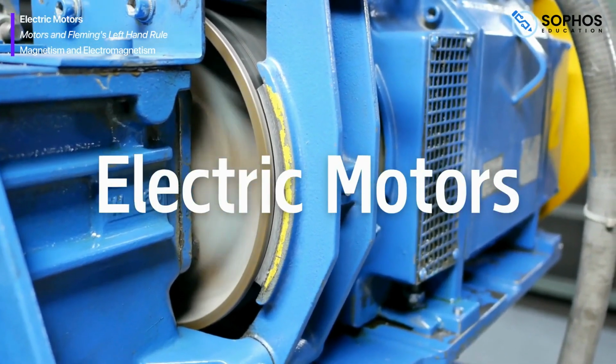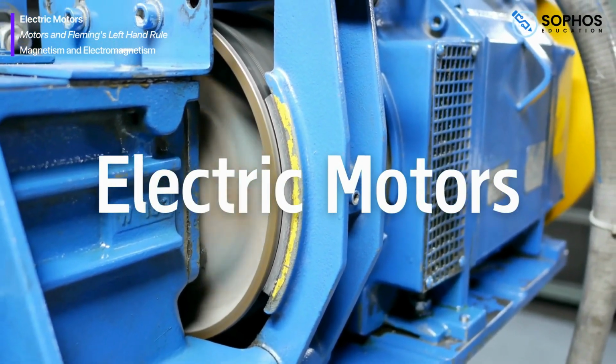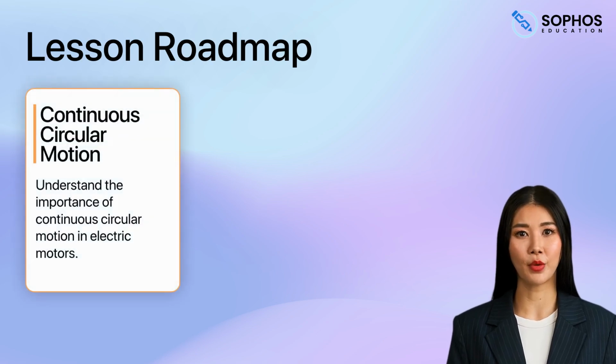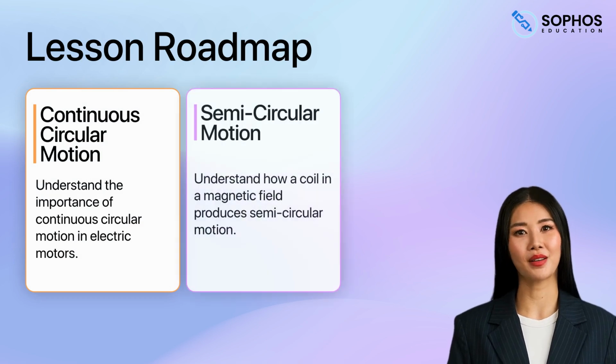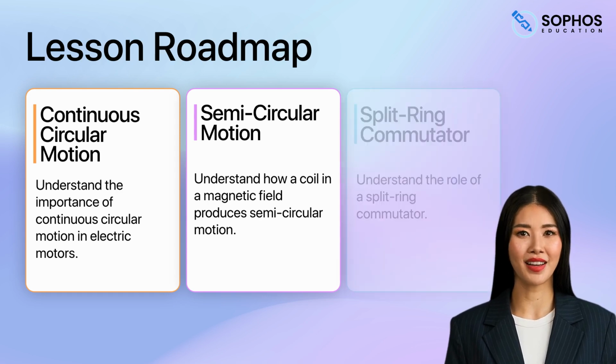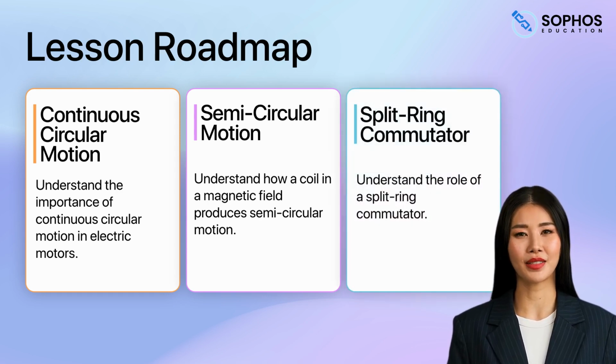Welcome to today's lesson on electric motors. In this session, we will explore three main topics. First, we will begin by understanding the importance of continuous circular motion in electric motors. Then, we'll learn how a coil in a magnetic field produces semicircular motion. Finally, we'll delve into the role of a split-ring commutator.